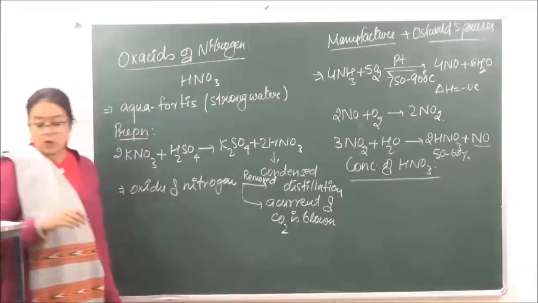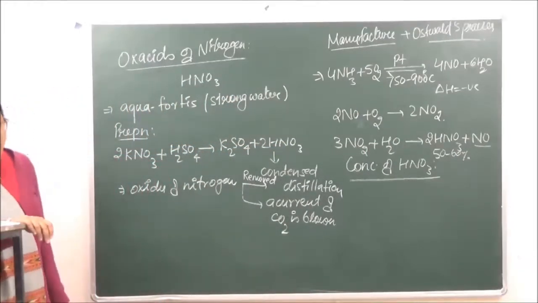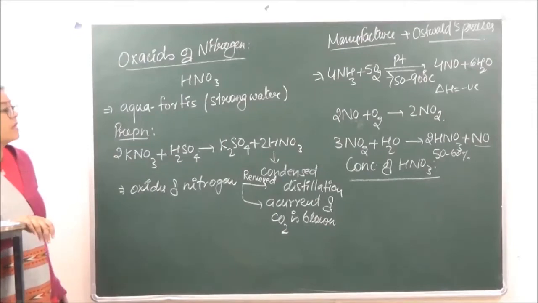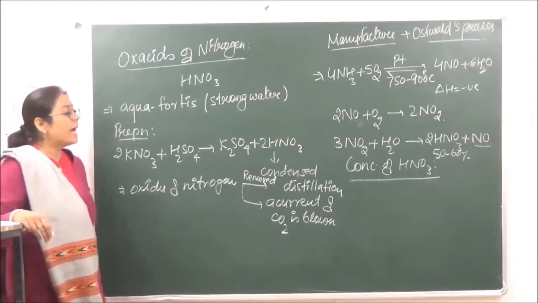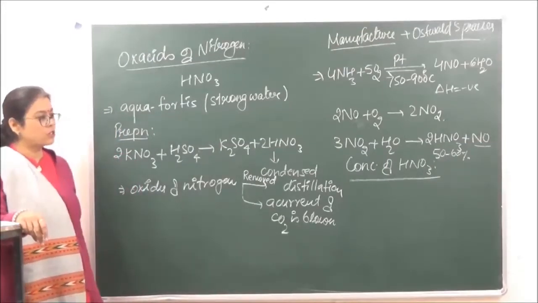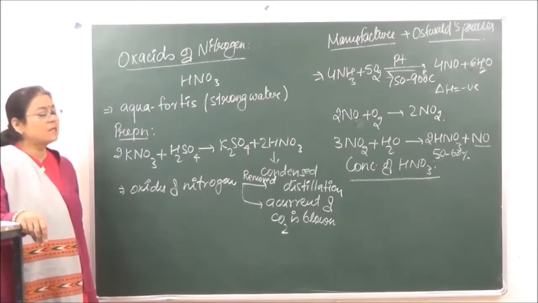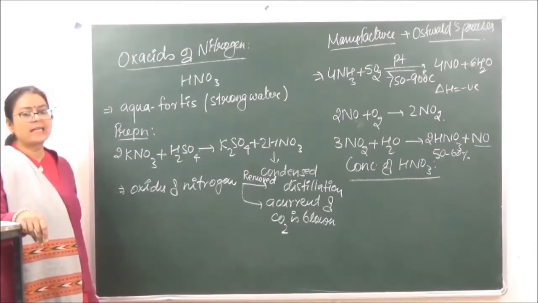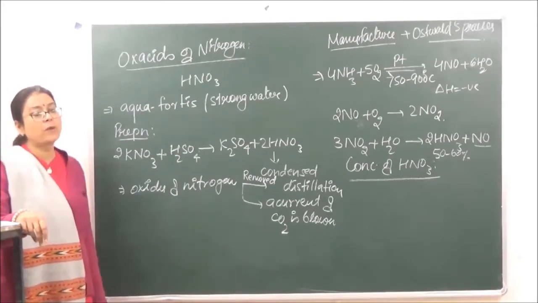Okay, अब इसको अगर हमको 100% करना है तो what we have to do is the distillation of this and form azeotrope. Azeotrope आपको पता है क्या होता है? Constant boiling mixture. तो constant boiling mixture में क्या होगा? We will get maximum quantity of nitric acid that can be distilled by the azeotropic mixture method.